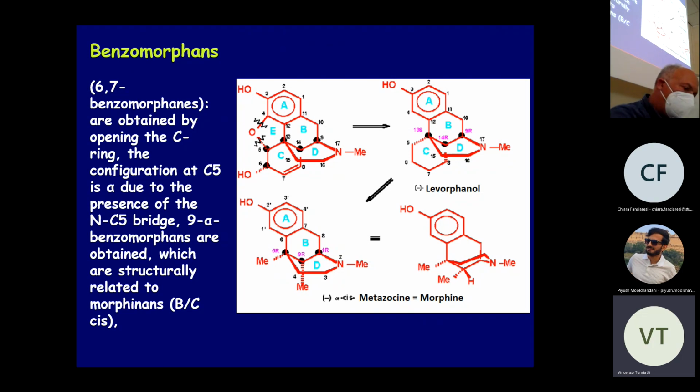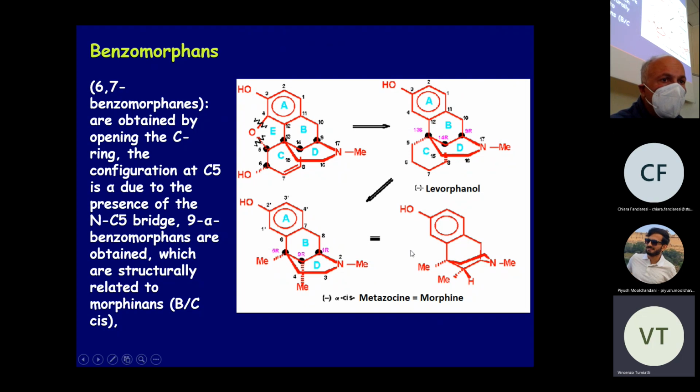So 4,5-epoxymorphinans, benzomorphans. You see 2 methyl groups in this position that remember the C ring. These two methyl remain on these two carbon atoms just to remember ring C.